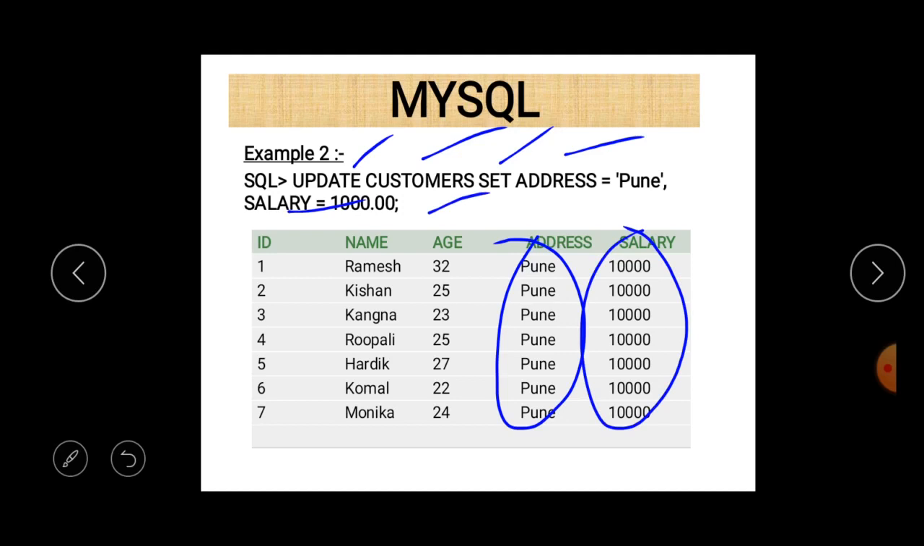And here you can easily see that there is no where condition at all. So we don't mention any where condition, so all records are updated. All addresses here are Pune and all salaries are now replaced with, okay, this may be 10,000. So all salaries are converted to 10,000.